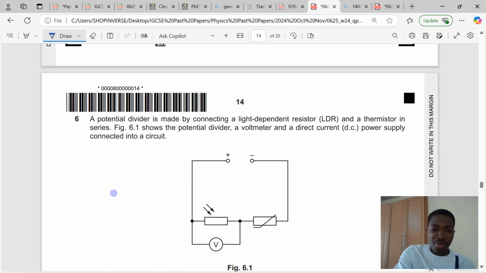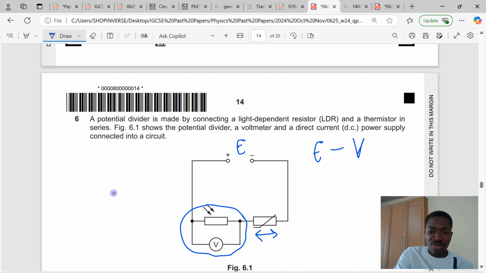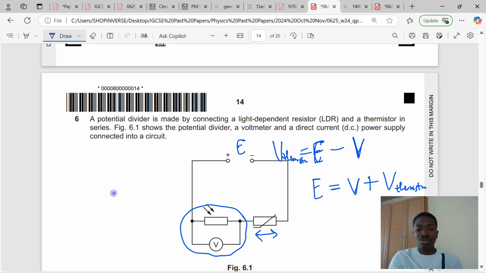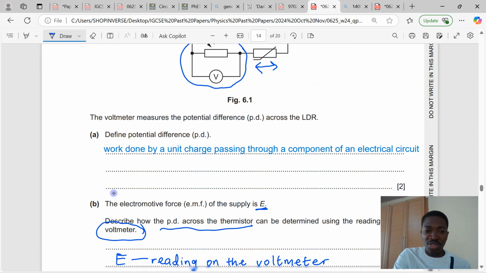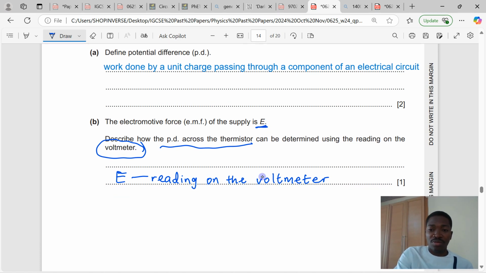So if you have EMF for the power supply as E, and we have the reading on the voltmeter, which is the potential difference across the light dependent resistor, then to get the potential difference across the thermistor, just do EMF minus the reading on the voltmeter. Why? Because the EMF will be equal to the reading on the voltmeter plus the voltage across the thermistor. So this is the formula you use. That's all. The next question.